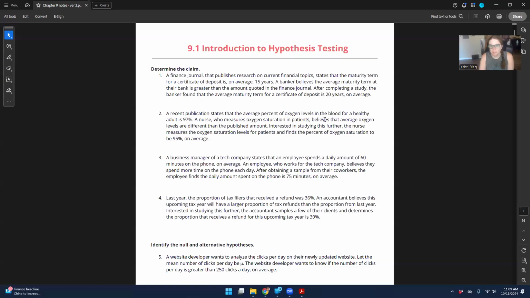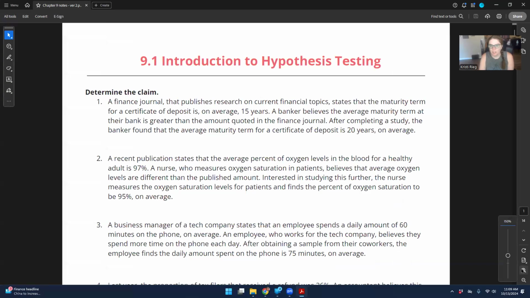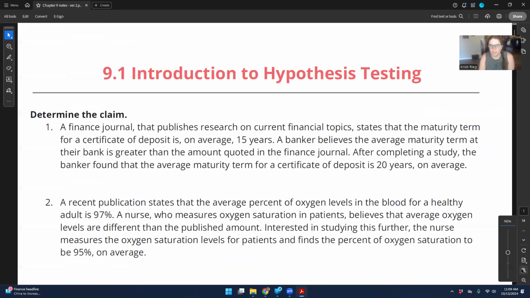Hi, in this video we're going to start chapter 9 and start talking about hypothesis testing, what it is, how it works, just some of the vocabulary around it. And in this first section, we're not even going to use calculators. It's just about learning what hypothesis testing is and vocabulary.